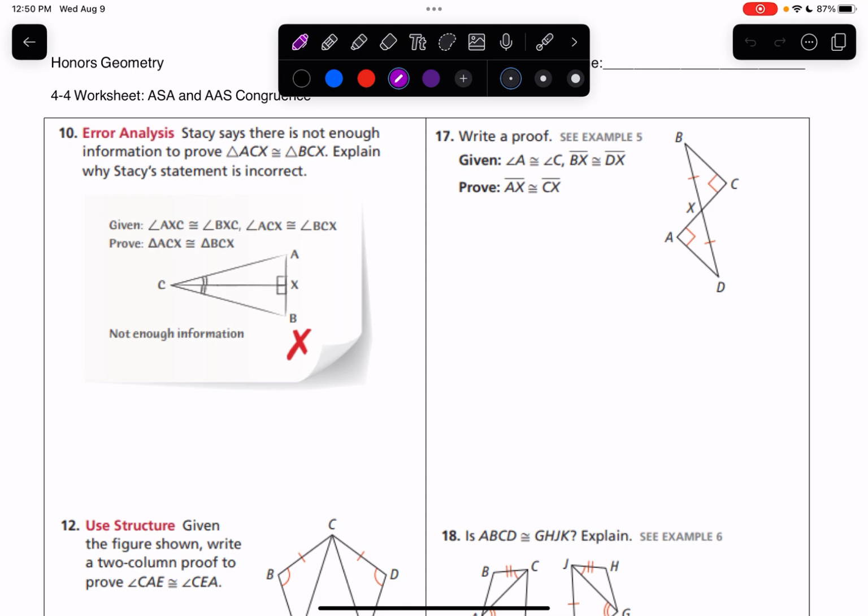Well, if she has the information that's marked on the diagram, that means that she knows about the right angle, and it means that she knows about the angle up here, and also that CX is congruent to itself, which means we have angle, side, angle congruence. So there is enough, because CX is congruent to CX, so they're congruent by angle, side, angle.